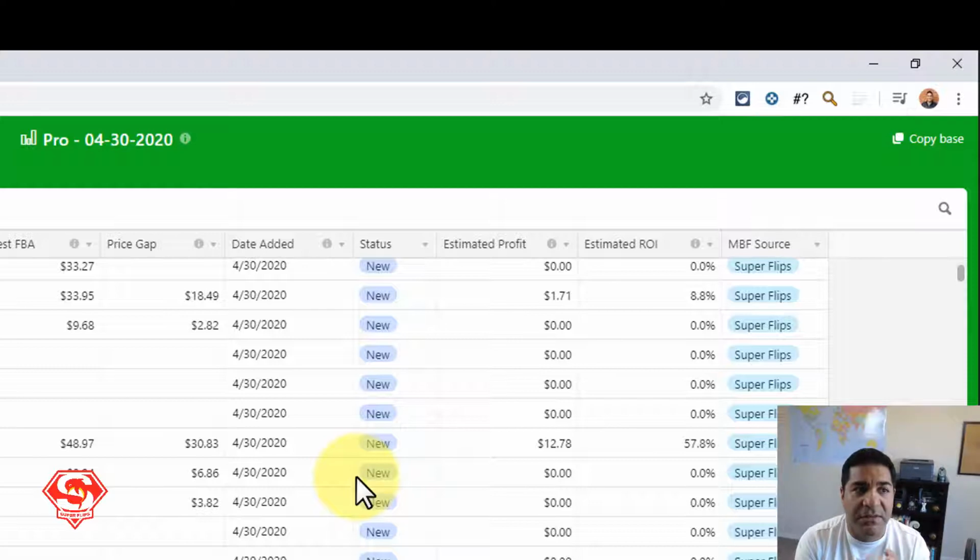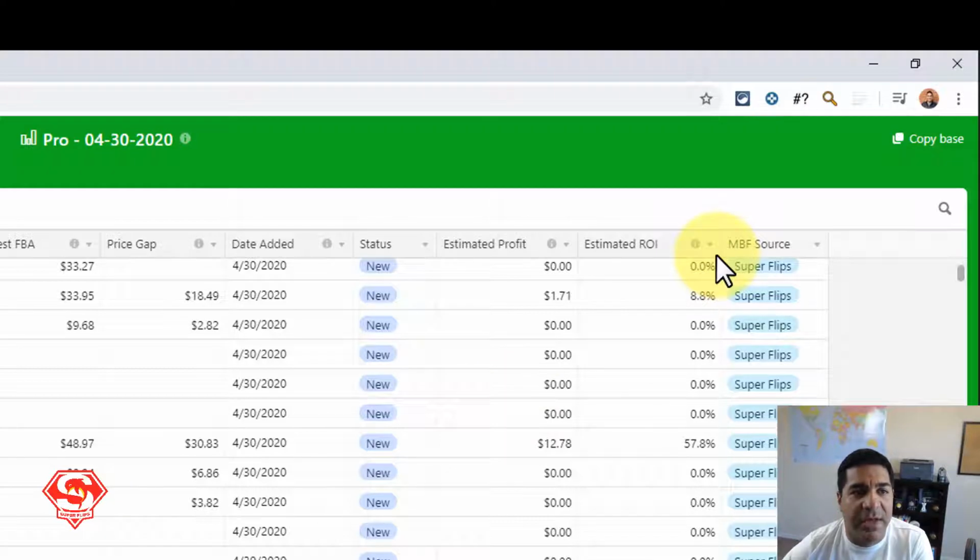So just because you don't see a potential profit there doesn't mean that's not a profitable book, okay? But we try to put it out there to make it really easy for you to find the ones, and then you can go above and beyond and start searching the other ones and really help fuel your inventory that way. All right, and MBF source.